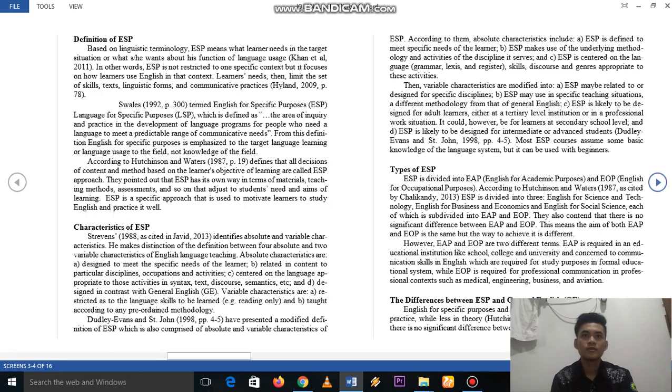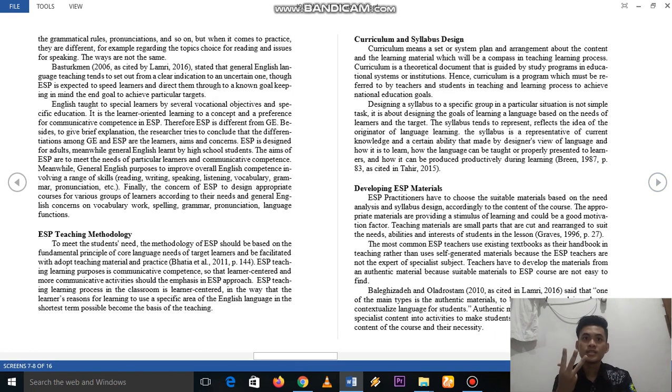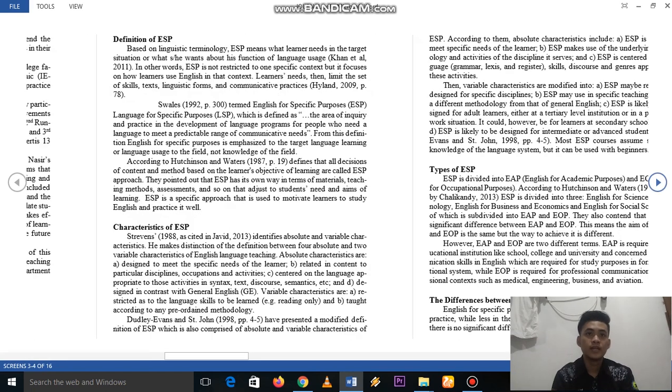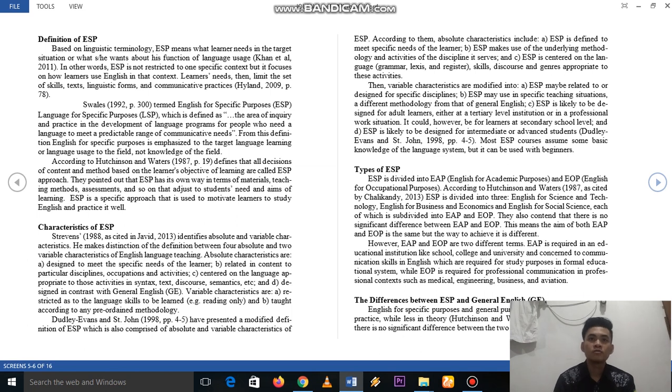Next is literature review. In this section, the authors divide the literature review into 8 parts. The parts are definition of ESP, characteristic of ESP, types of ESP, the differences between ESP and General English or GE, ESP teaching methodology, curriculum and syllabus design, developing ESP materials, and assessment. In definition of ESP, we can see the authors write a definition of ESP. In characteristic of ESP part, the authors write the points of the characteristic of ESP itself.